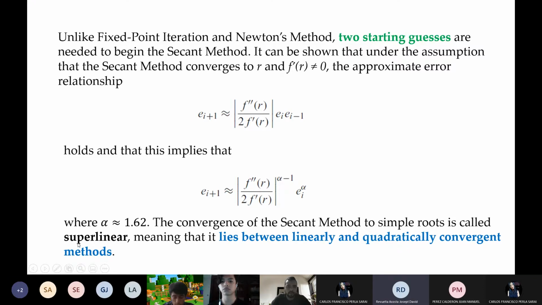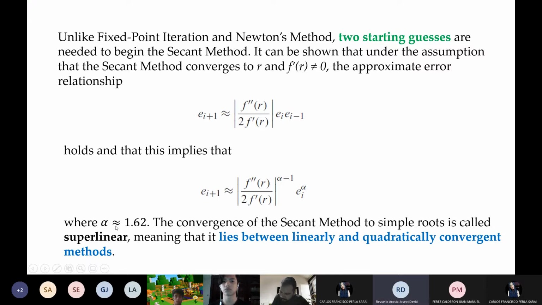Even though superlinear sounds more impressive, more super than quadratically convergent, superlinear means that it's between linearly and quadratically convergent. Why? Because if we analyze the convergence of the Newton method, if you remember, for very low values of the slope, the Newton method converges very fast.